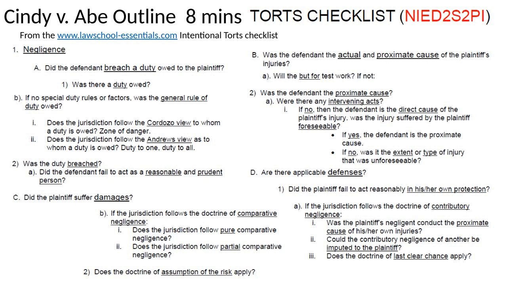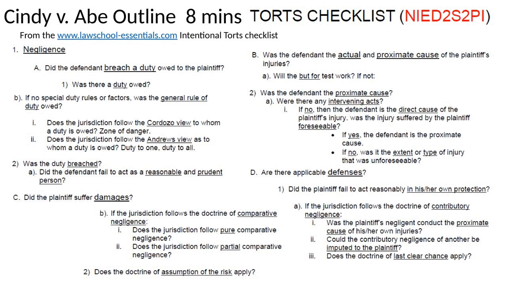Okay, actual and proximate. The but-for test for actual, proximate. Was there an intervening act? No. Then is the defendant the direct cause of the injury? And was it foreseeable? Yes, it was foreseeable, and he was a direct cause. So foreseeable of Cindy seeing it or neighbors seeing it, because it's out in the public, not in his backyard. So yes. Oh, did he suffer damages? Of course, he suffered damages.